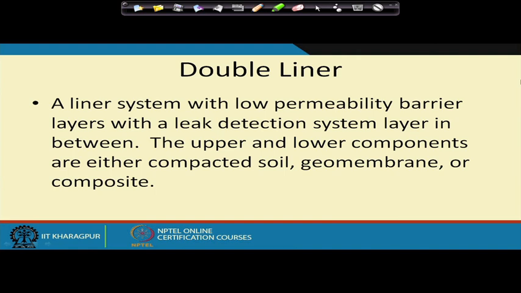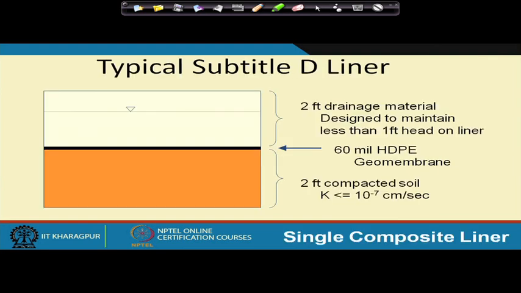Then there is the double liner. So we have a liner system with a low permeability barrier, and then in between we have a leak detection system. The upper and lower components are either compacted soil, geomembrane, or composite. So either of those things could be there. So this is a typical Subtitle D liner.